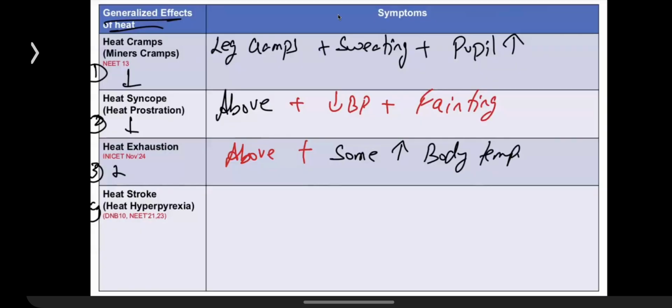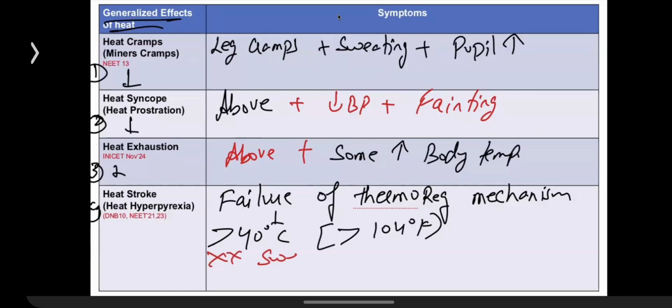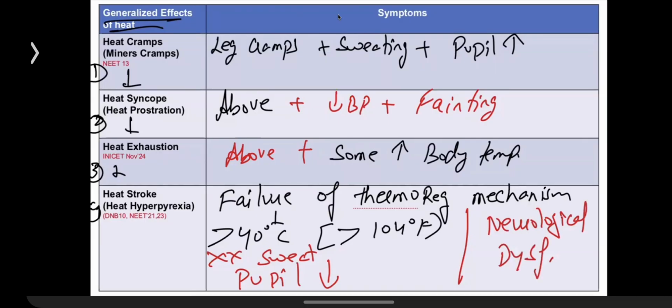But heat stroke is very different. It's life threatening. There is failure of thermoregulatory mechanism, which leads to very high body temperature, more than 40 degrees Celsius, or you can say more than 104 degrees Fahrenheit. There is absence of sweating. The pupil size decreases. And there is mental and neurological dysfunction.